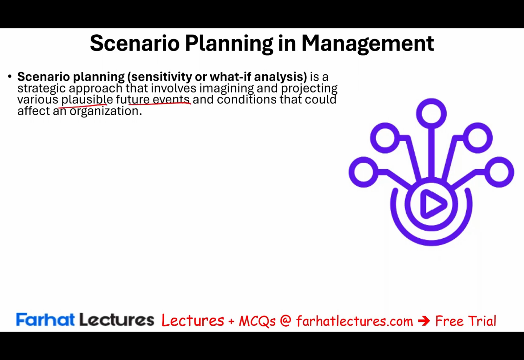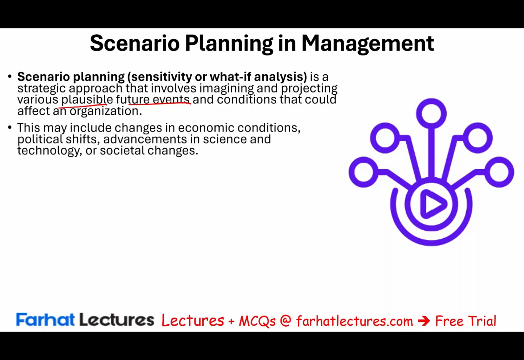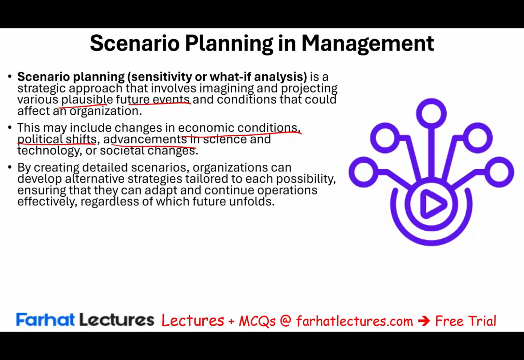Could be many things. The economy could go down. We could have an economic crisis, conditions that could affect the organization, its sales, its growth. So let's take a look at those. They may include economic conditions, political shifts, advancement in science and technology, and societal changes. Those are all changes that could happen.